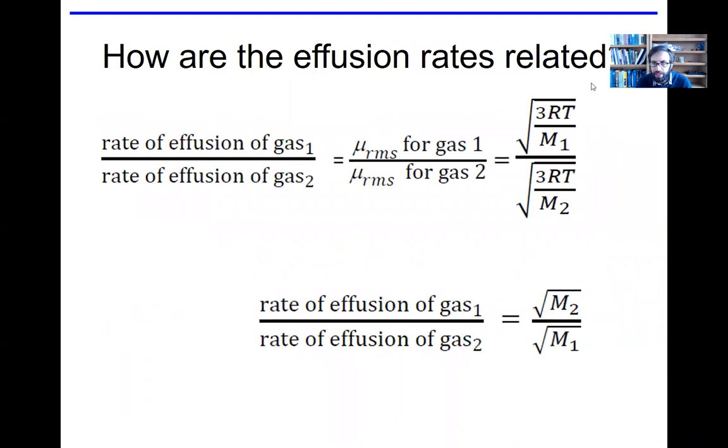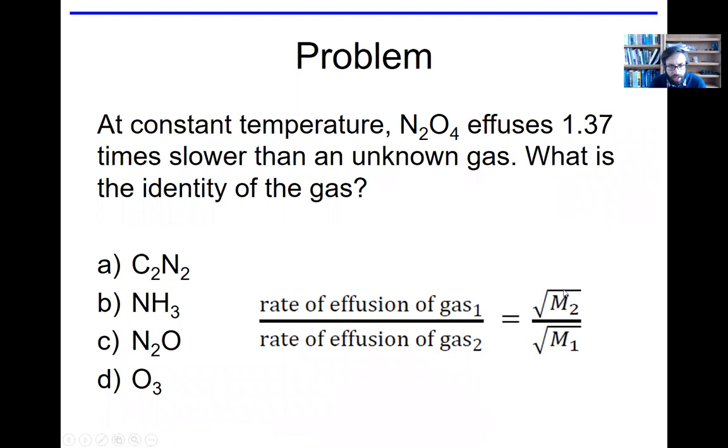So here's just saying that again, and a little bit of the derivation of this equation. It comes from the square root of 3RT over M1. That was that average speed equation that we had in the last video. And now you're just doing the relative rates. So you divide these two expressions together, the 3RTs cancel, and you end up with just the square root of M2 over the square root of M1, or the whole thing under a square root. Mathematically, that's the same thing. So let's use this equation now in a practice problem.